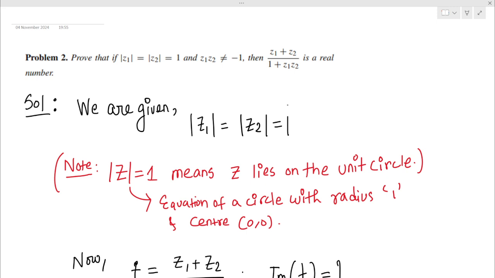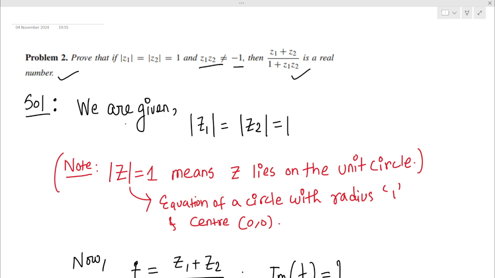Okay, so the first problem here is this. We are given that z1 and z2 have each modulus equal to 1. So basically mod of z1 and mod of z2 is 1, and z1 z2 is not equal to minus 1, which is obvious because otherwise this expression would not make sense. We have to see and prove if (z1 plus z2) divided by (1 plus z1 z2) is a real number or not. So it's kind of a prove/disprove problem, but I have modified it a bit so that we have to directly prove it is a real number because it indeed is.